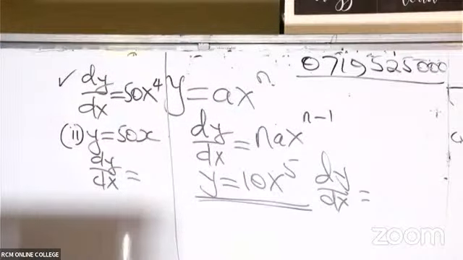So dy over dx. What do we have here for dy over dx? Do we have anybody who has some suggestion?